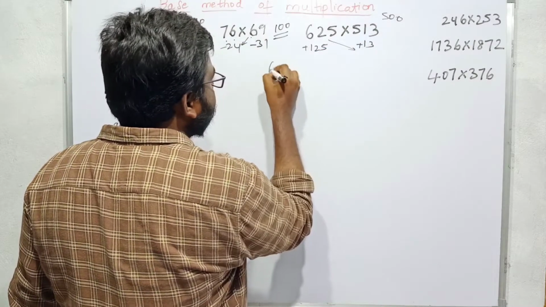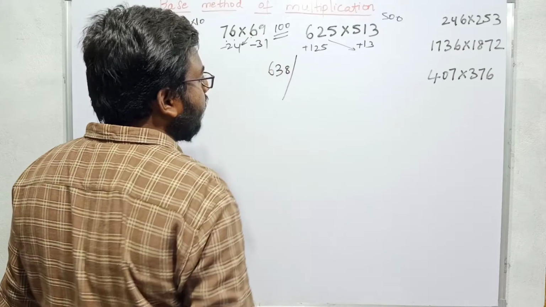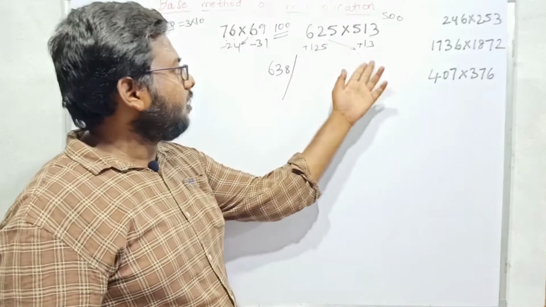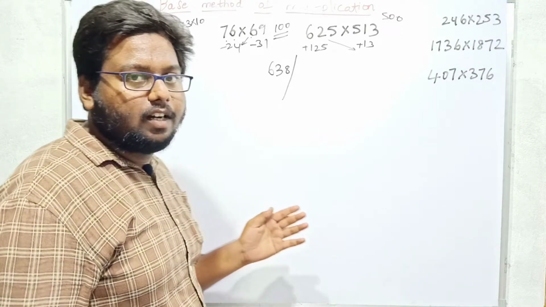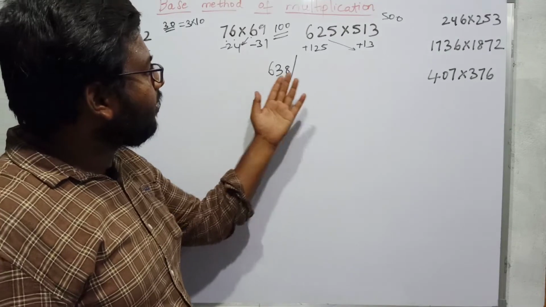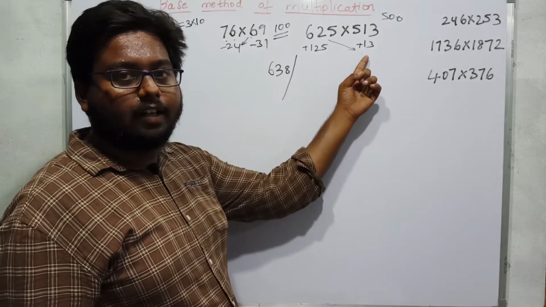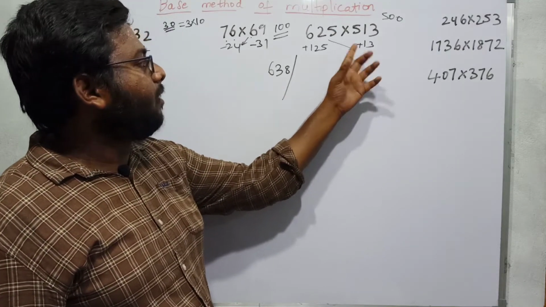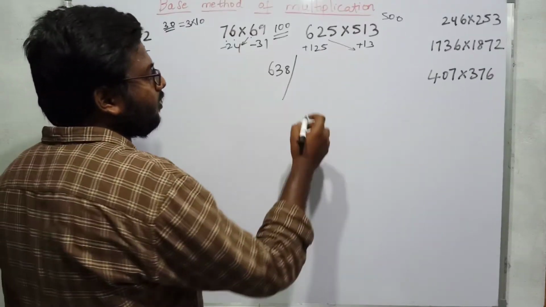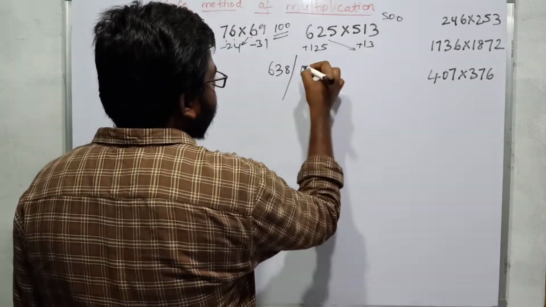625 plus 13 is 638, and I have to calculate 125 into 13. So for 125 into 13, I said the trick how to multiply any number with 125. 125 8s is 1000, so 1000 plus what remained after removing 8 from 13: 5 remained. 5 into 125 is 625. 1000 plus 625 is 1625.